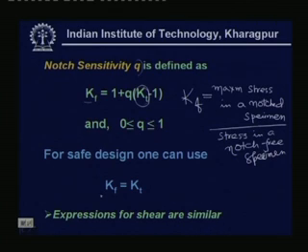So, obviously, you can understand that if one takes Kf equals to Kt, then what we get is a very conservative design, meaning a safe design. Okay. And once again the expressions for shear are similar. What this means is that the way we have defined Kt and Kf, similarly Kts and Kfs also can be defined, which will be required for the design where we consider the shear stresses.